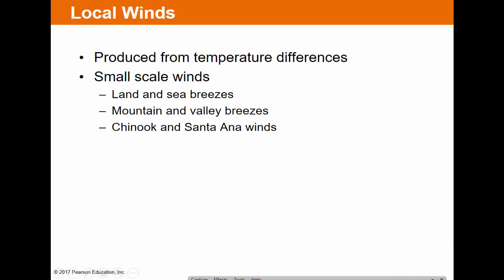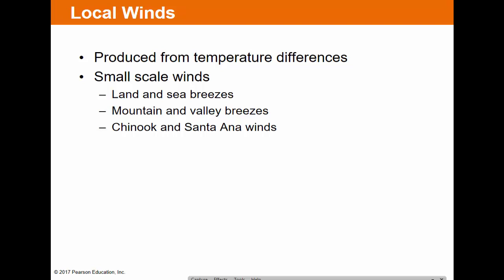Those are the global wind circulations. There are also regional wind circulations like the monsoon in East Asia, which the book talks about, and then local winds, much smaller scale winds that are generally just like the global winds. Remember, global winds are a function of differential heating. The Earth is hot at the equator and cold at the poles.